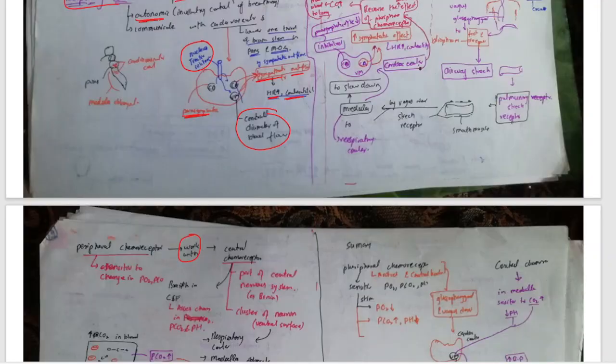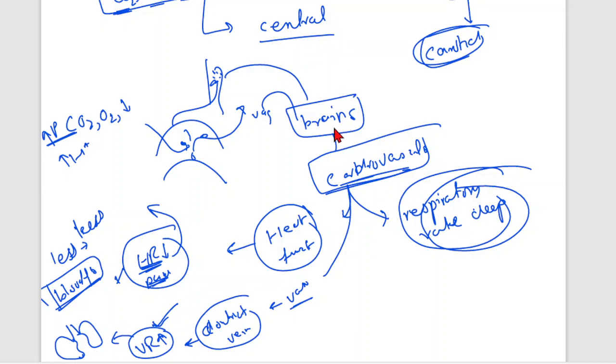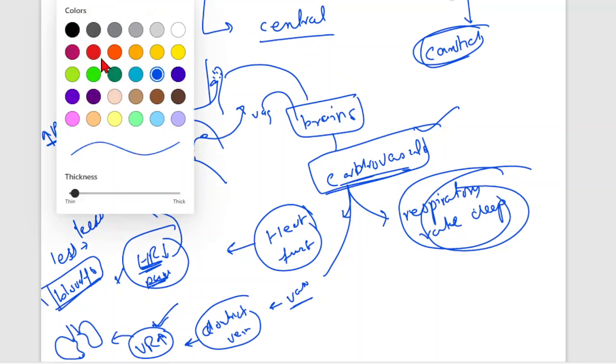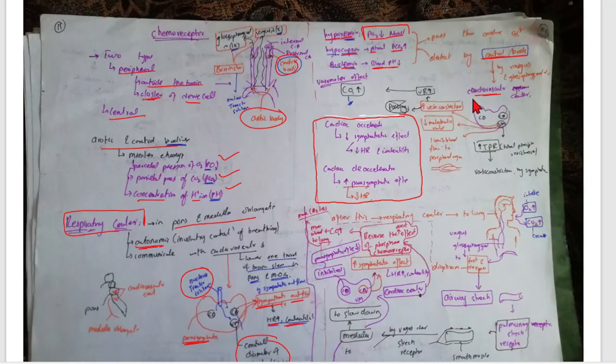Now you have to remember that these all have an effect through the aortic or carotid body, by the vagus and glossopharyngeal nerve, to the cardiovascular center. I have already discussed that from the vagus it goes toward the cardiovascular center. When they go toward the cardiovascular center, what will happen? The cardiovascular center has different functions. First of all, the oxygen concentration is decreased and carbon dioxide is increased.